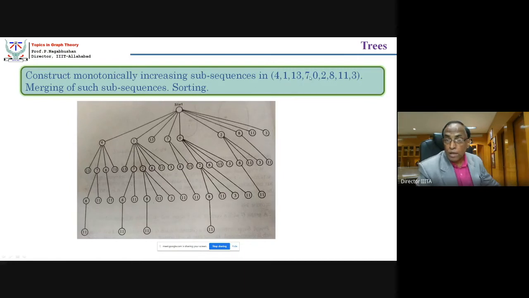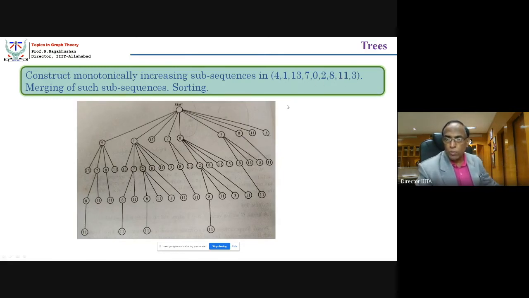1, 7, it starts from 1 now, because the 4 is gone. 1, 7, 0 cannot be included, 2 cannot be included. Yes, 8 can be included. Yes, 11 can be included, 3 cannot be included. So another increasing sequence is 1, 7, 8 and 11. So write it down. 1, 7, 8 and 11. Remember, what is the first subset? 4 and 13. What is the second subset? 1, 7, 8 and 11.